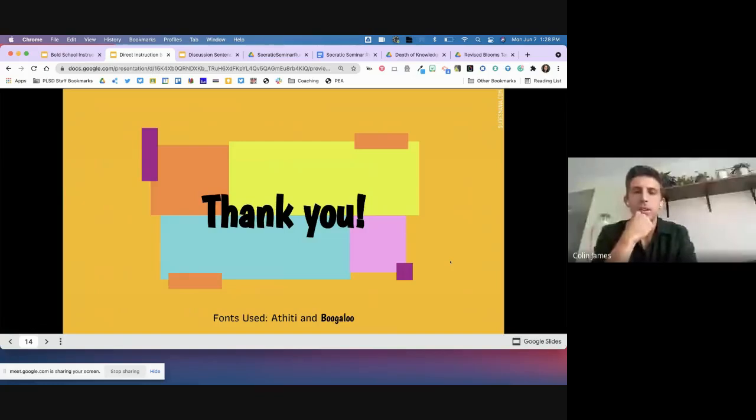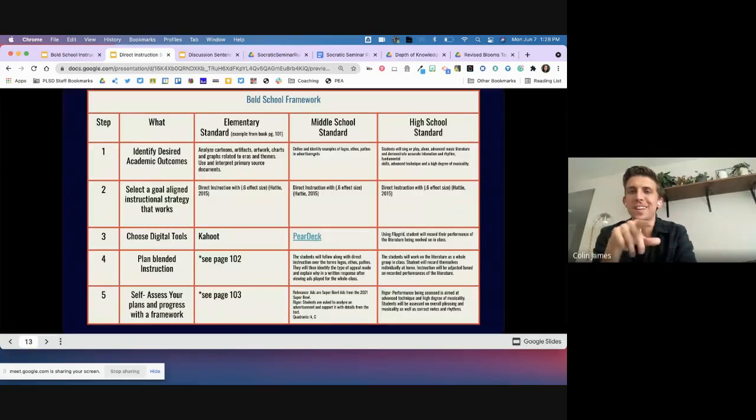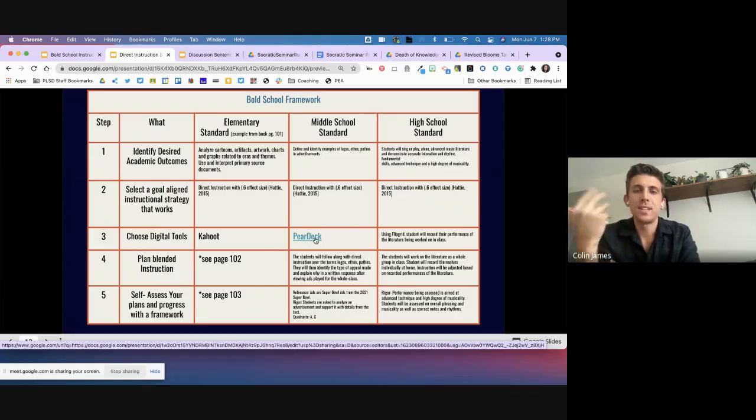I can talk about the middle school standard. This was actually a lesson I did in the spring during our argumentation unit. Students had to define and identify examples of logos, ethos, and pathos in advertisements. And obviously the aligned instructional strategy is direct instruction.